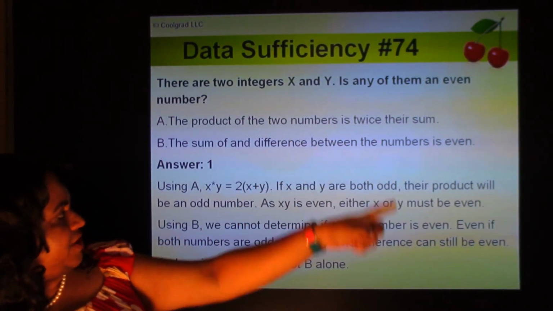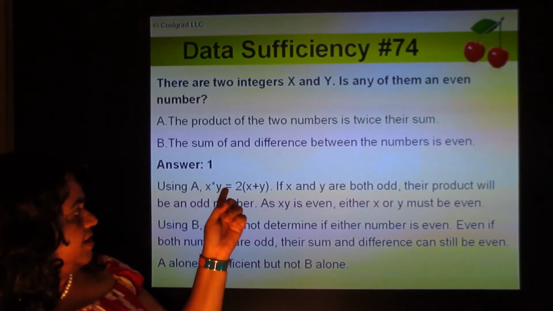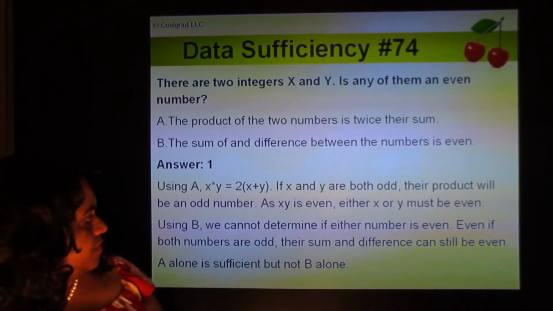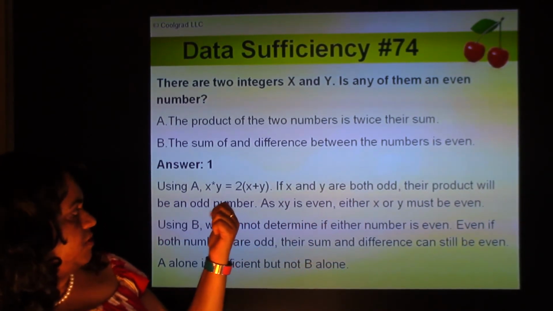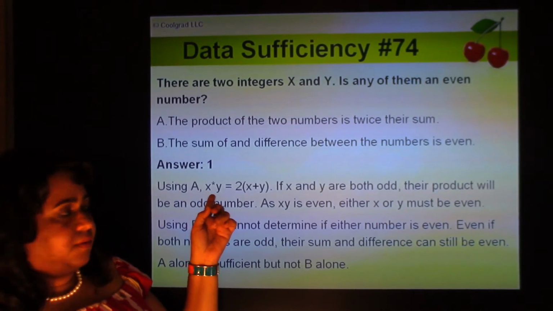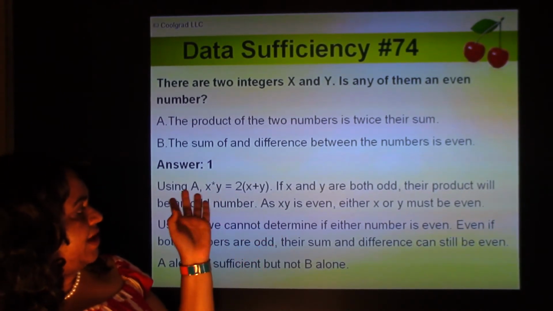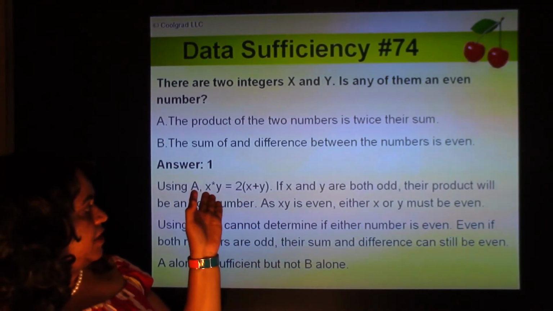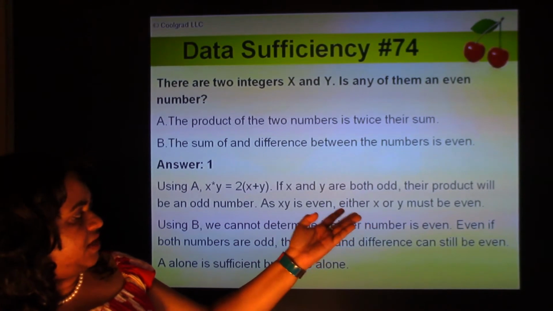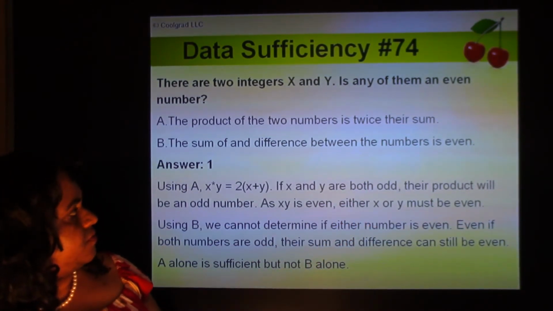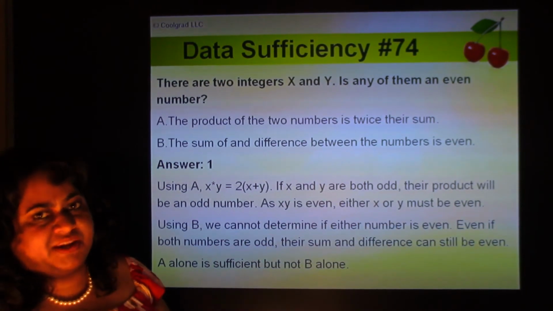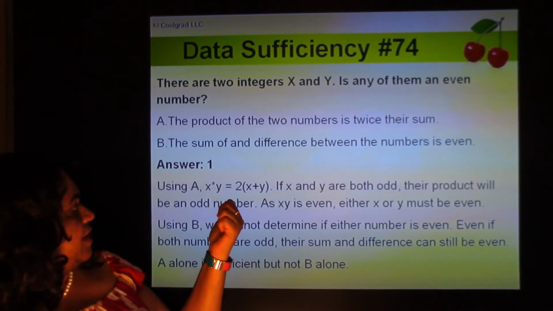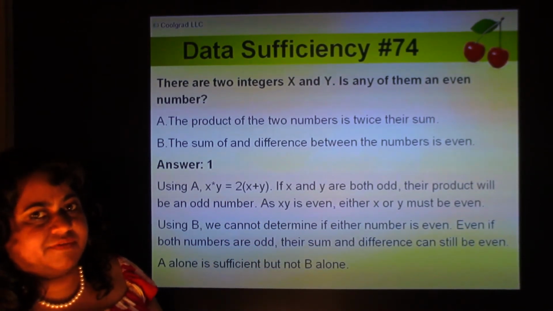Product of the two numbers is twice their sum. x times y is 2 times (x plus y). So if x and y are both odd numbers, the product will be an odd number, right? But it's 2 times something. So xy is clearly an even number, right? Because it's 2 times (x plus y). So as xy is even, either x is even or y is even. One of the two must be an even number to satisfy this criteria. So using statement A alone, we can say at least one of them must be even.